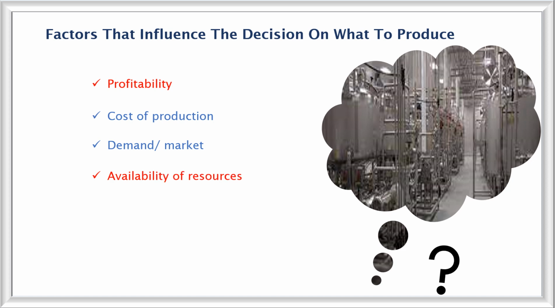Another one is the availability of resources. A farm can only produce commodities for which the necessary resources are available. Such resources include raw materials, labor, equipment, adequate space, and appropriate technology. Therefore, availability of resources ensures regular supply of materials and labor to keep the production processes running smoothly and uninterruptedly.